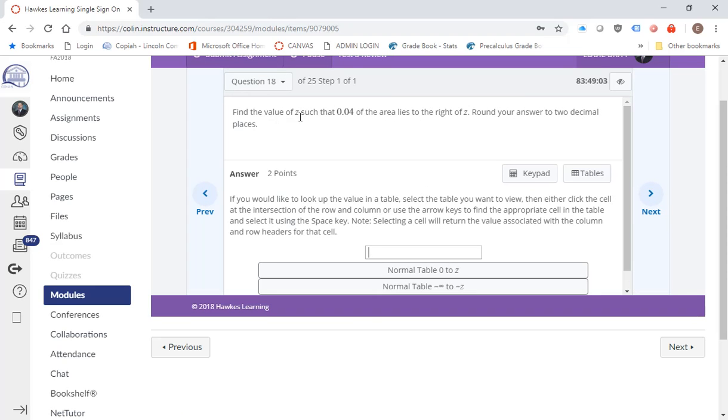Find the value of z such that 0.04 of the area lies to the right of z. All right, this is different because we're finding a value of z. We're not trying to find the area. We're trying to find the z that would have this area to the right of z.